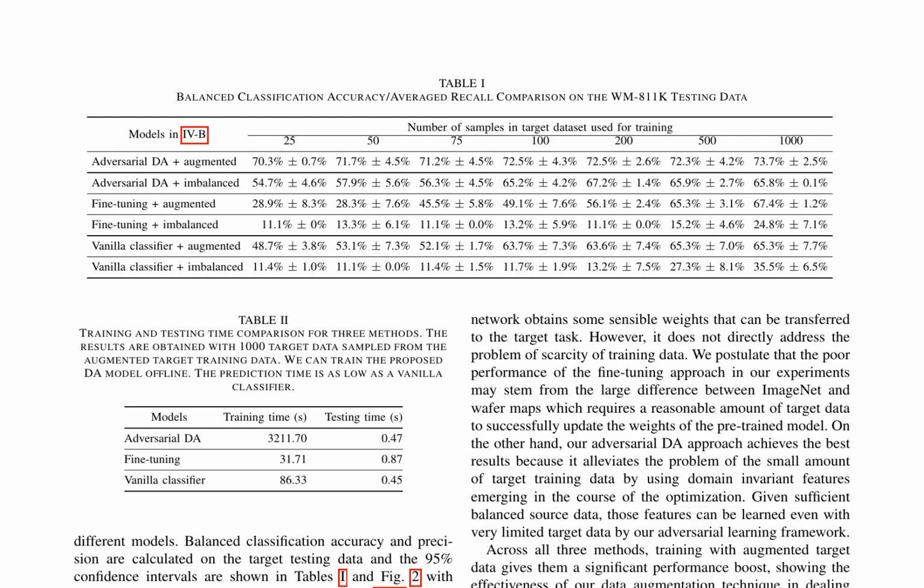The results demonstrate that the adversarial DA approach achieves the best results, even with very limited target data, by learning domain invariant features. The data augmentation technique used in the augmented target data significantly improves the performance of all 3 methods. The authors also compare the training and testing times of the different approaches, showing that the proposed DA model can be trained offline and has a low prediction time.